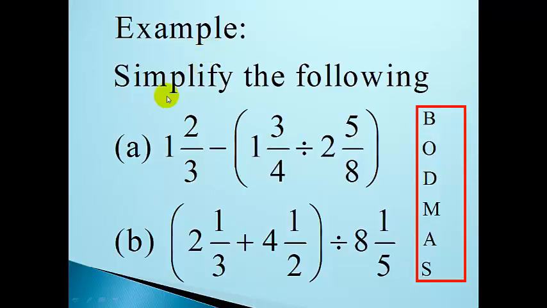Now example. Simplify the following. A, 1 whole number 2 over 3 minus 1 whole number 3 over 4 divided by 2 whole number 5 over 8. B, 2 whole number 1 over 3 plus 4 whole number 1 over 2 in brackets, all divided by 8 whole number 1 over 5.